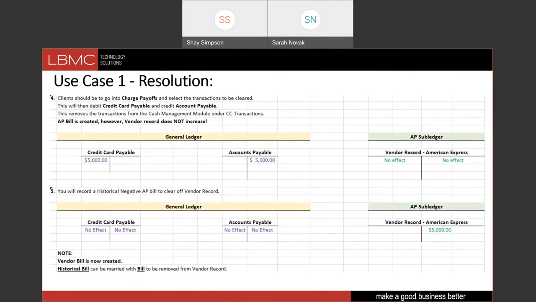So as I just stated, when you load something as historical, it has no impact on the general ledger, but it is impacting the subledger. So what that does is it goes out there and creates a negative bill, but again, it's going to take that $5,000 balance off of my American Express. Okay?